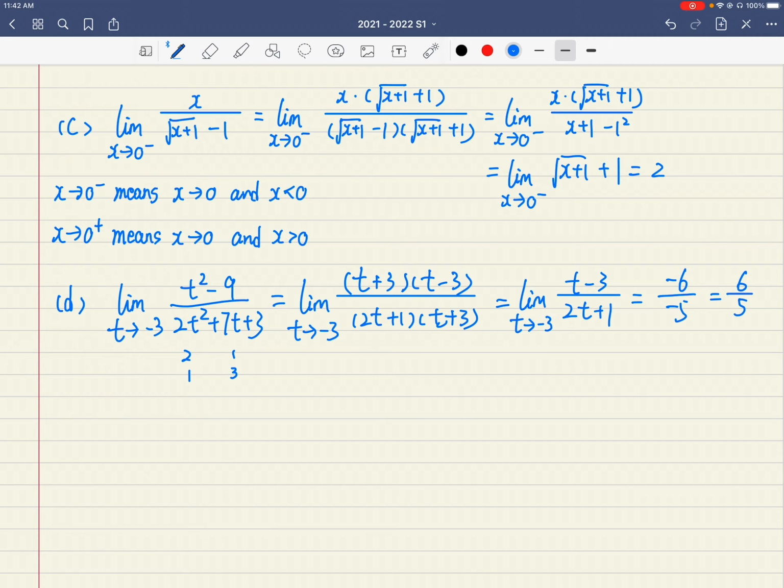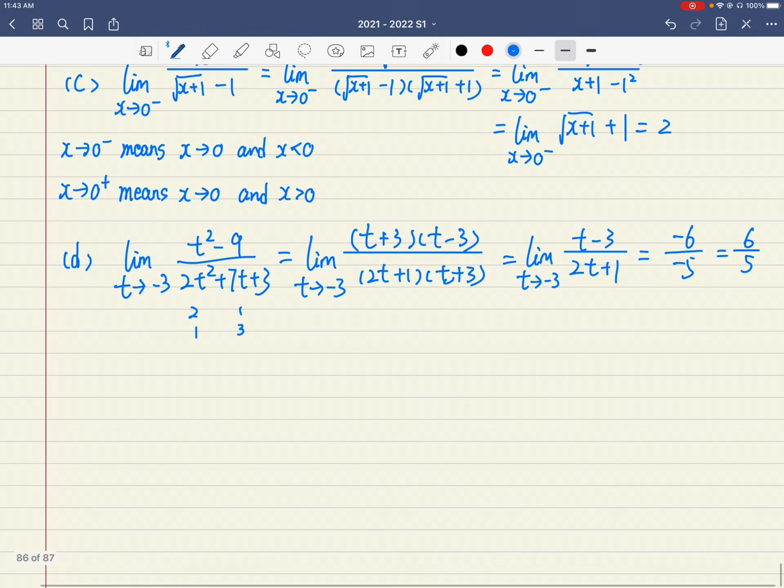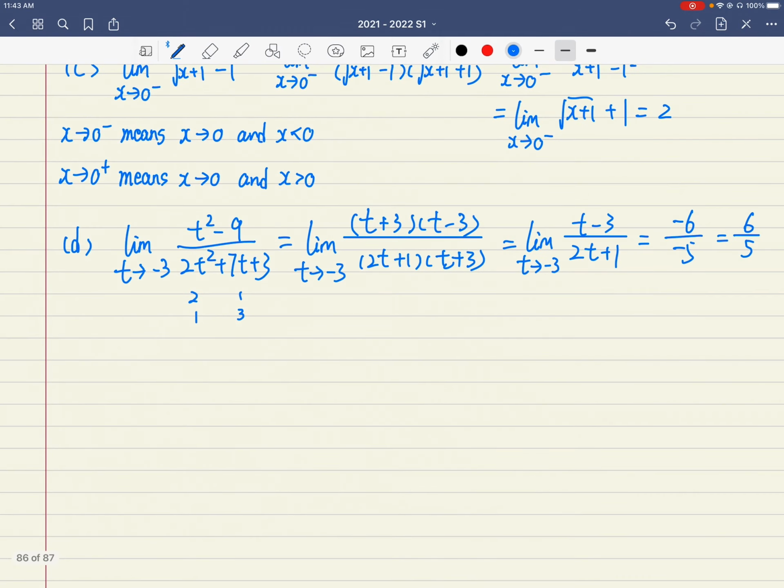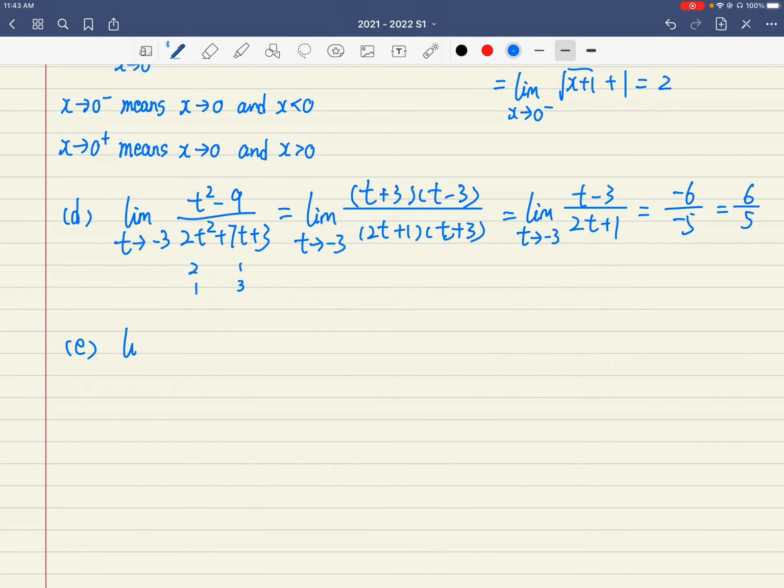Do you have any questions so far? All right. Okay. Then part E. I think all questions in this problem 4 are either elimination of common factors or just rationalization. In part E, again, you do the substitution. It's 1 minus 1. The bottom is also 1 minus 1. So it's 0 over 0.